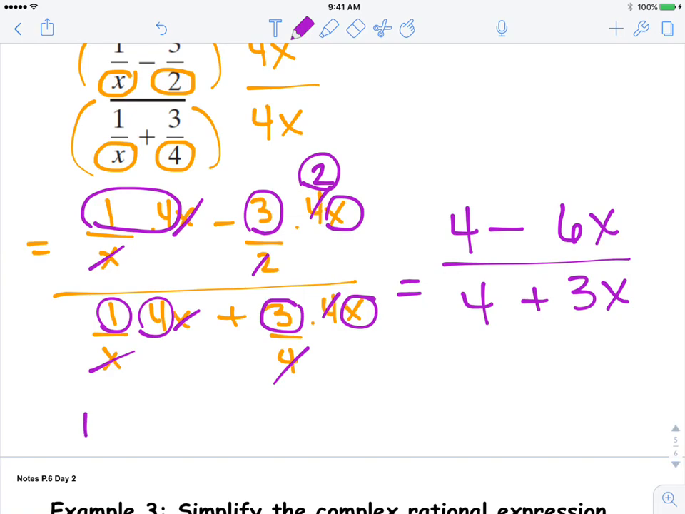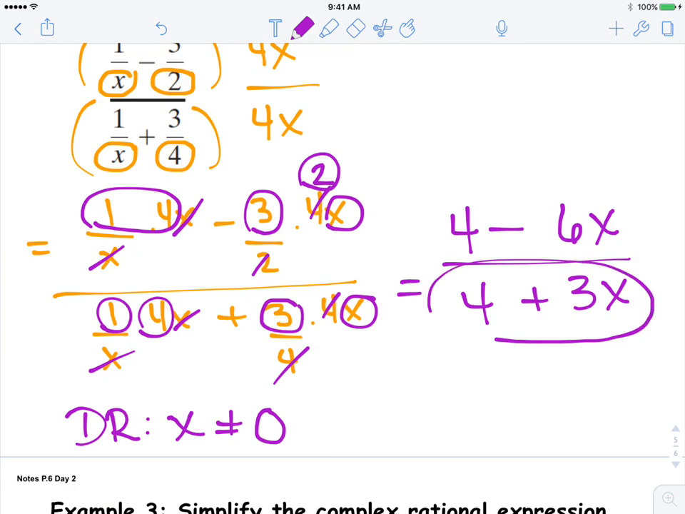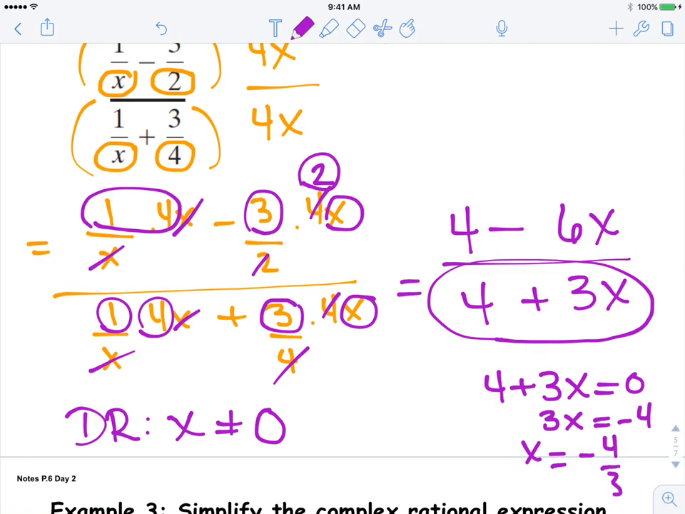Now we do have a domain restriction. What do we not want x to be? We do not want x to be 0, or we do not want this to be 0. So we have to set that equal to 0 and solve for x. So we don't want x to be negative 4/3.